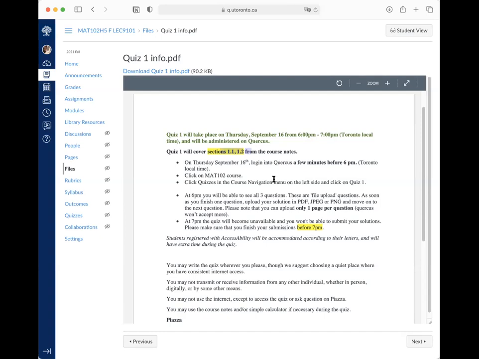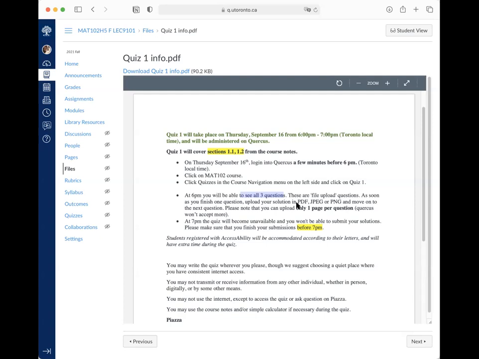And then you'll see all 3 questions, which means your quiz has only 3 questions. Okay. And it says you upload your solution in PDF, JPEG, or PNG, and move on to the next question.